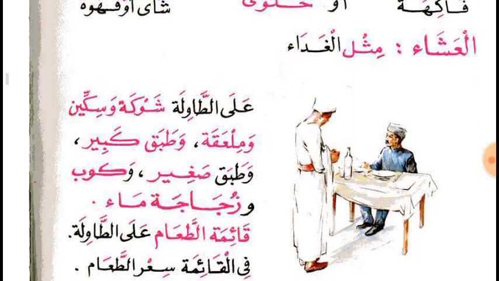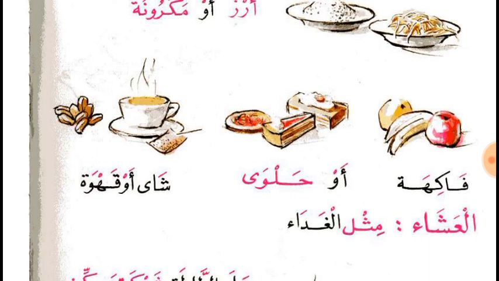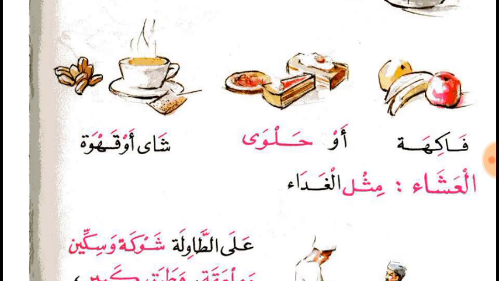Next page. Urz aw makarona, rice or macaroni. Fakiha, fruit, aw halwa, dessert. Sweet that we eat at the end of a meal. Chai aw kahwa, tea or green tea. Al-asha, dinner. Misl al-ghada, similar to lunch, which means that everything in lunch is also in the dinner.